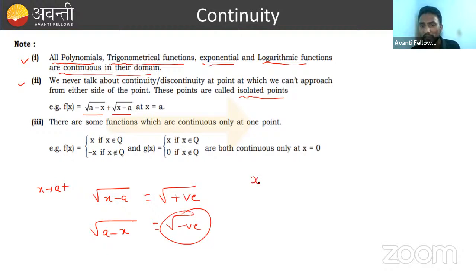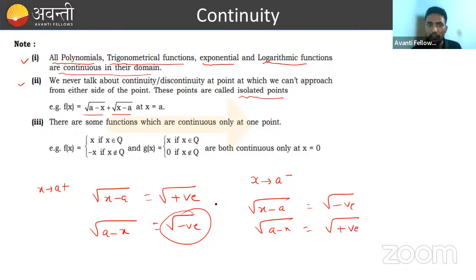Suppose we are taking x tending to a minus, then what happened? This will be negative and this will be positive. So in one case one is not satisfying, in the other case the other one is not satisfying, so we can't approach from both sides. LHL we are getting, RHL we are not getting. In some cases RHL we are getting, LHL is not. So in this case we never talk about continuity and discontinuity. We simply say that we can't find it. These kinds of points are called isolated points.